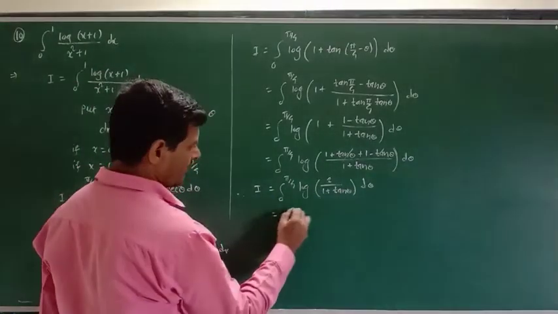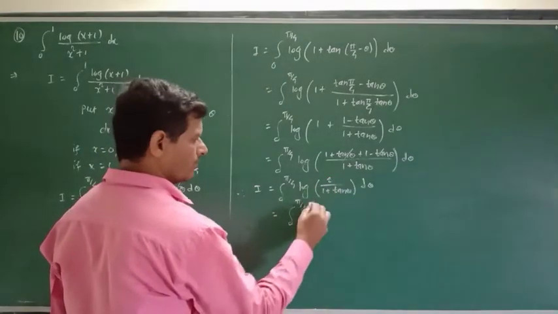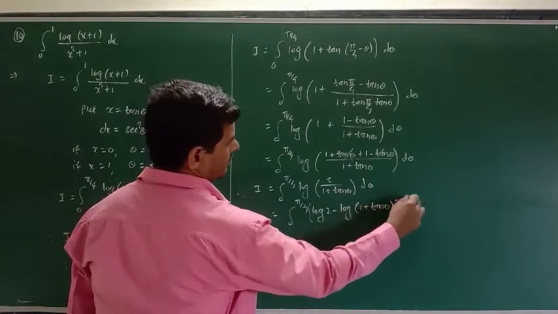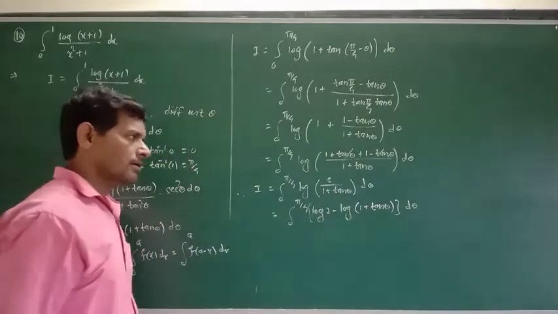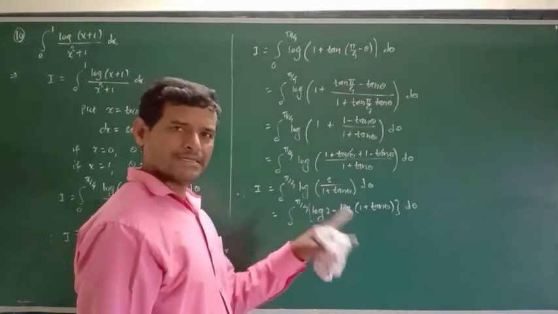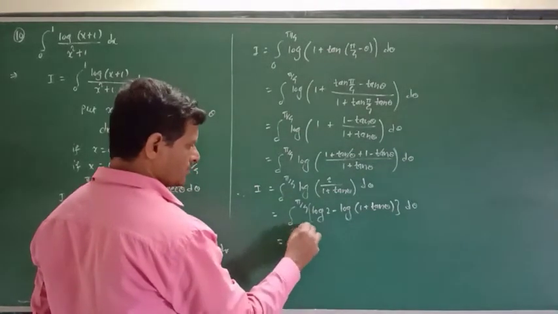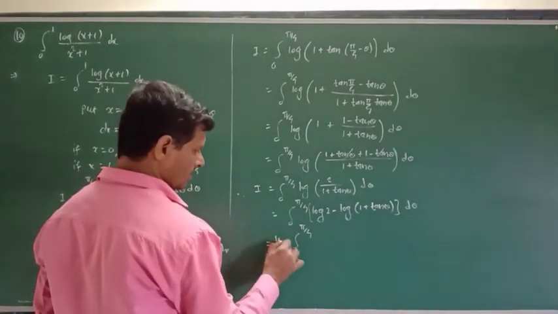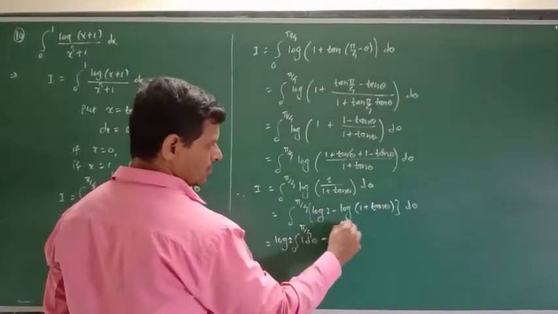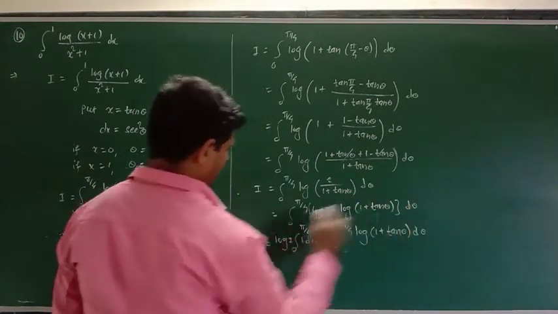Now for this, I write 0 to pi by 4 log of numerator minus log of denominator: log 2 minus log of (1 plus tan theta), by the property of logarithm. Here is a division of two terms in the log, so I write it as log a minus log b: log 2 minus log of the denominator, and taking separate integrations 0 to pi by 4, log 2 is a constant. Outside the integral, 1 d theta minus 0 to pi by 4 log of (1 plus tan theta) d theta.